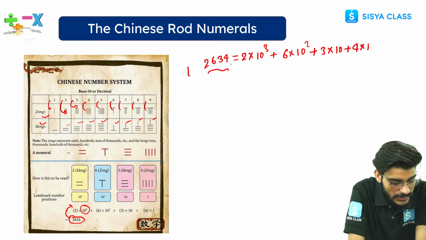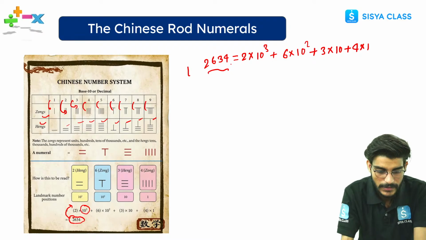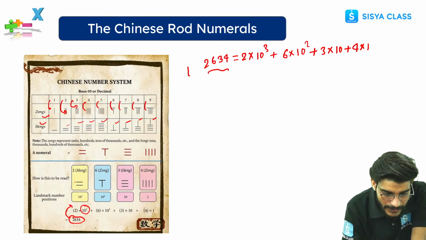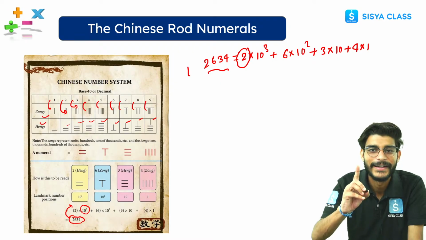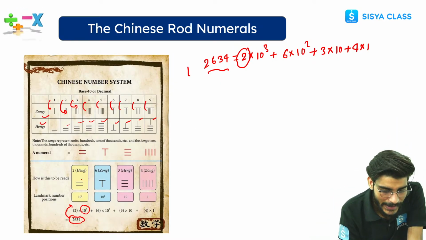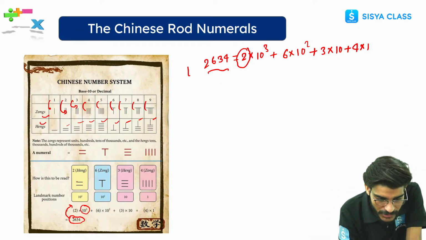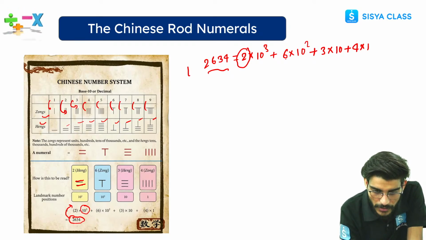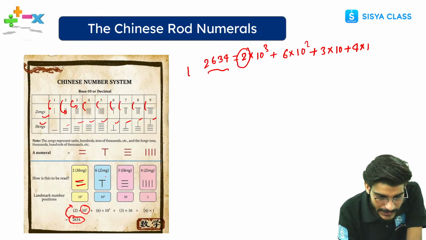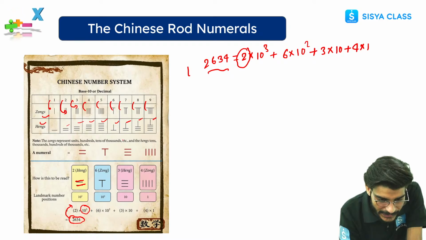How will you denote using a symbol? See here, 42. How will you denote it? 2 hangs means 2 horizontal lines you will give. 6 jong means the T symbol, like T here.